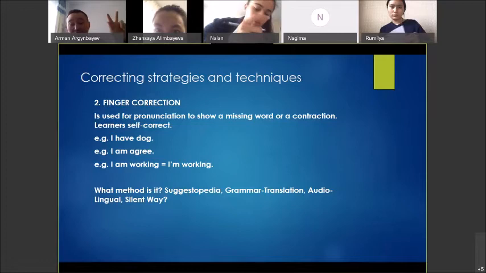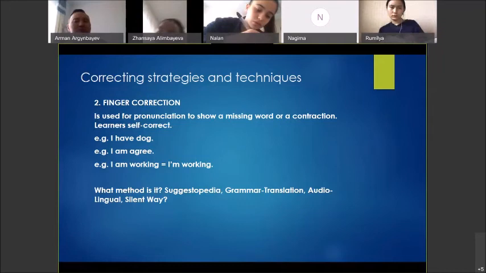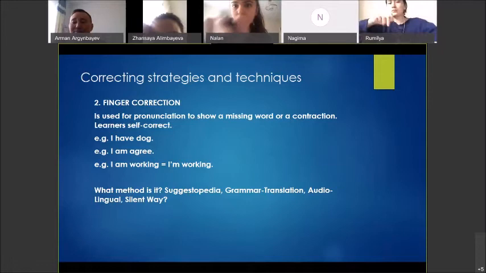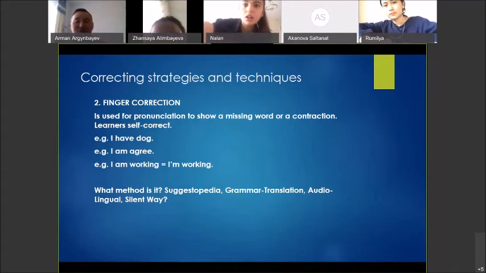What kind of method is it? Is it Suggestopedia, grammar translation, or audiolingual, or silent way? It might be silent way. Silent way. Exactly. Good. It's a good thing that you know it. So we wait for students to self-correct. Keep silent, right? It's silent way. And which method is the best one?